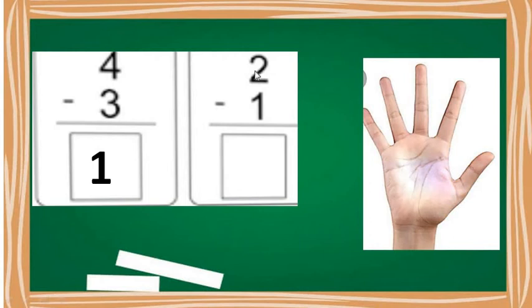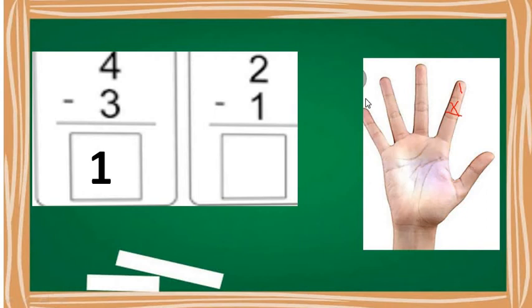Next sum is 2 minus 1. Let's count it on your fingertips. You have to count with me, 1 and 2. Stop here. Done. Sum is 2 minus 1. Now cross out 1 out of that. Done. Look how many fingertips are remaining there. There remains only 1 fingertip.